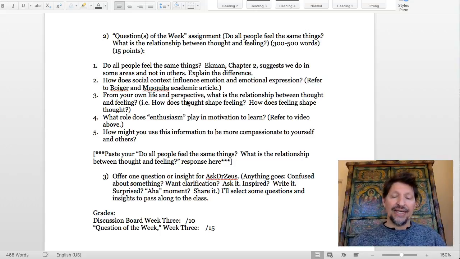And then finally, as always, I want you to ask one question or offer one insight for me so I can use it in my sort of Ask Dr. Seuss form of this, so we can extend the conversation beyond simply researching questions.